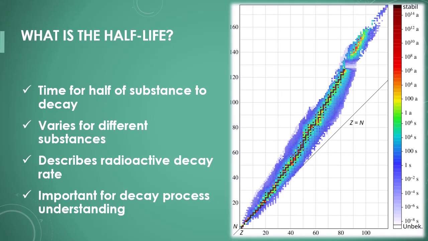The half-life is the time it takes for half of a given amount of a substance to decay. This time varies for different substances. In physics, it is often used to describe the decay rate of radioactive materials. The half-life is an important concept for understanding the progression of decay processes.